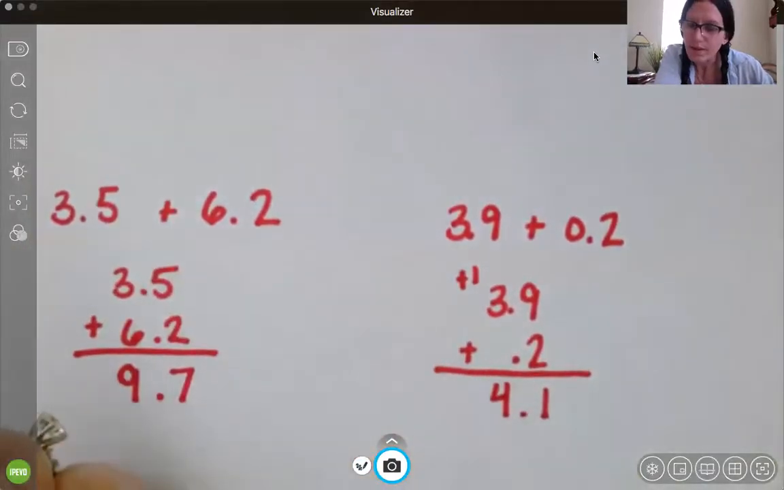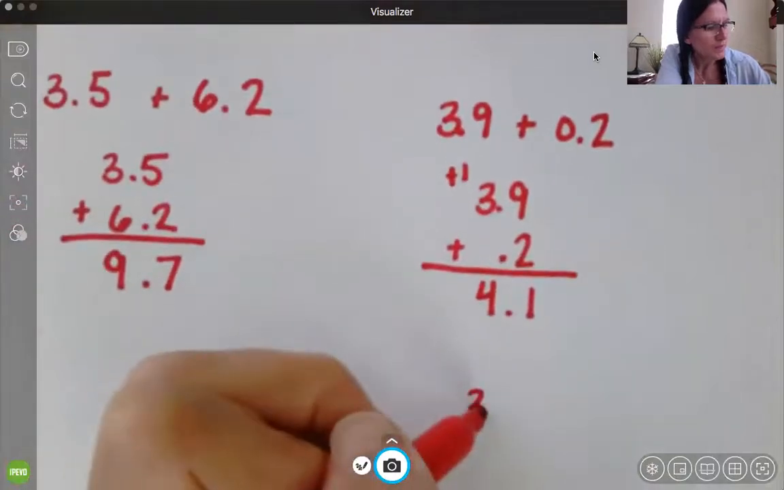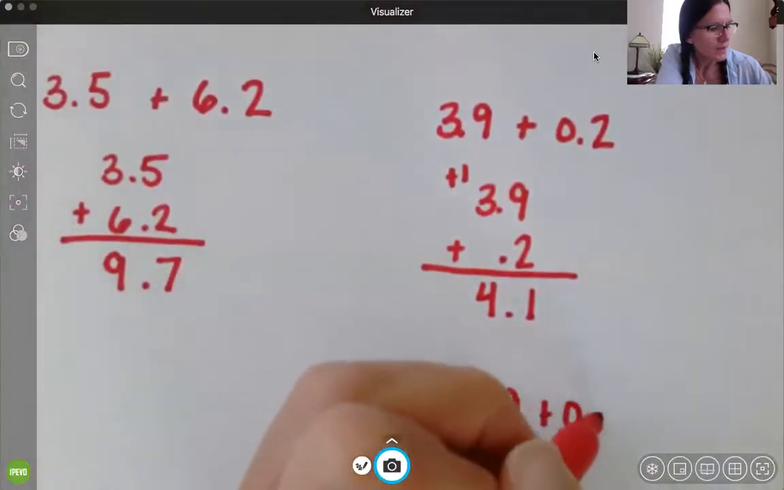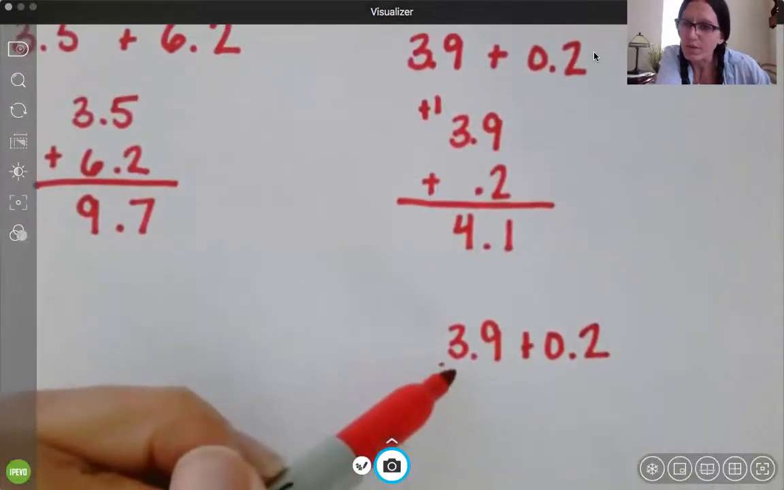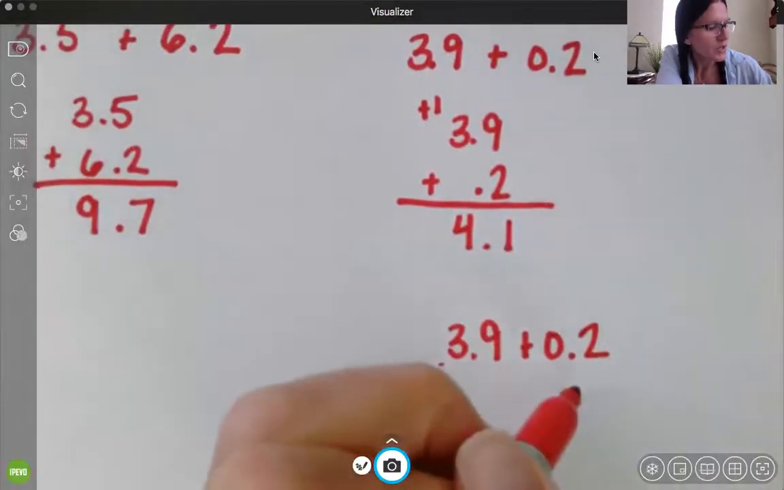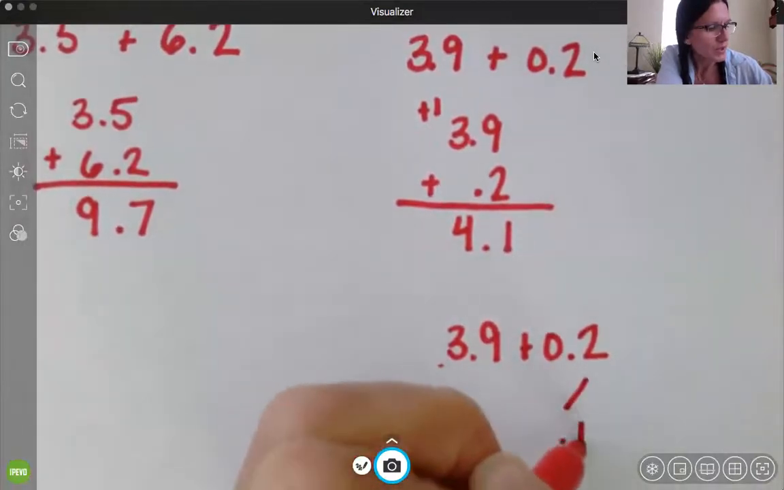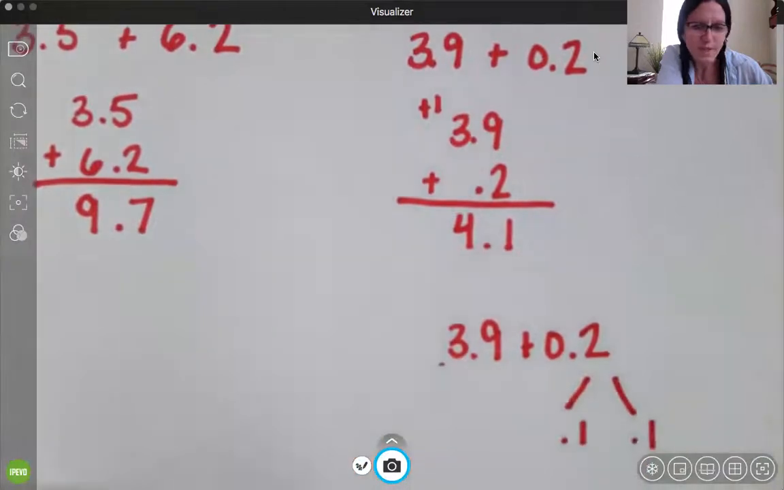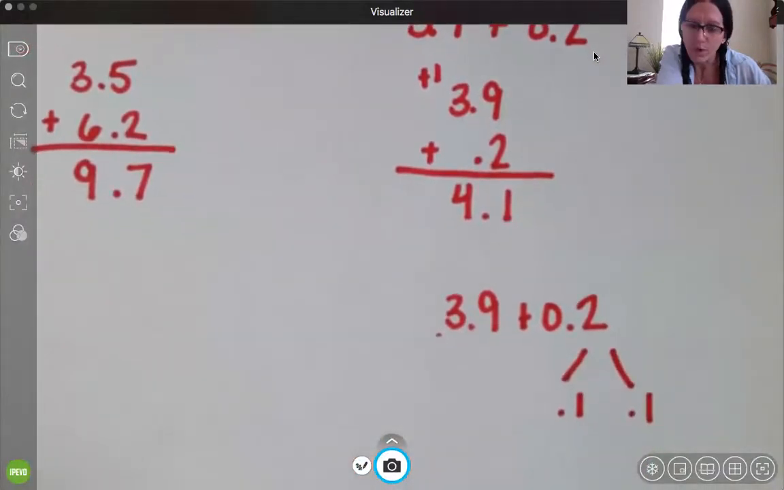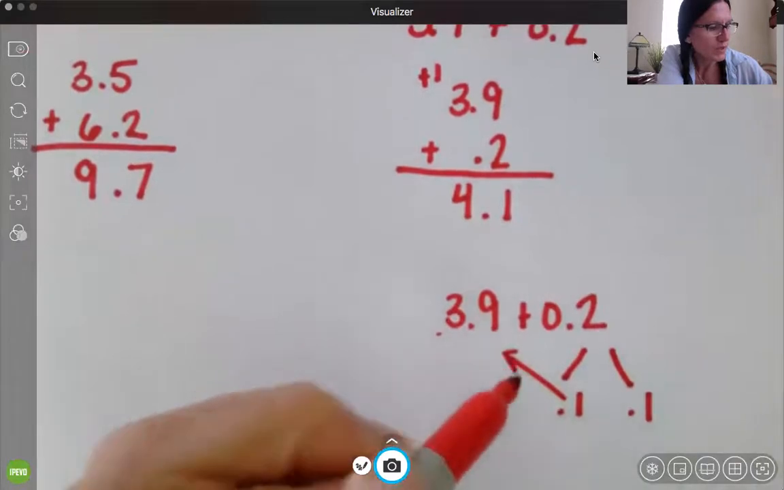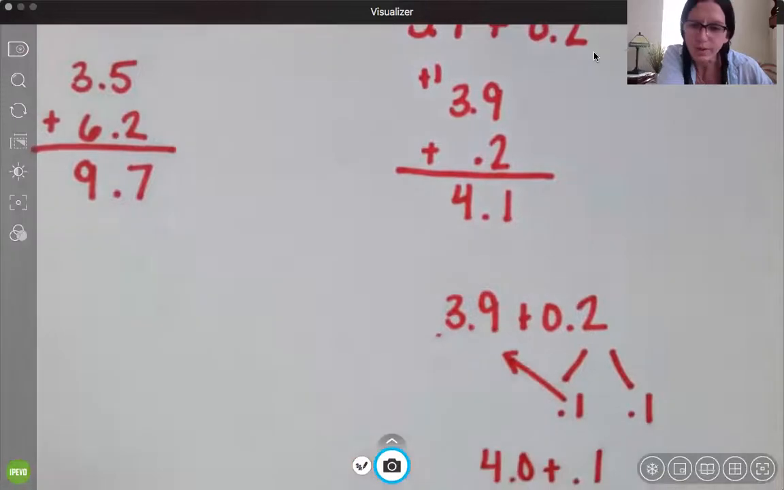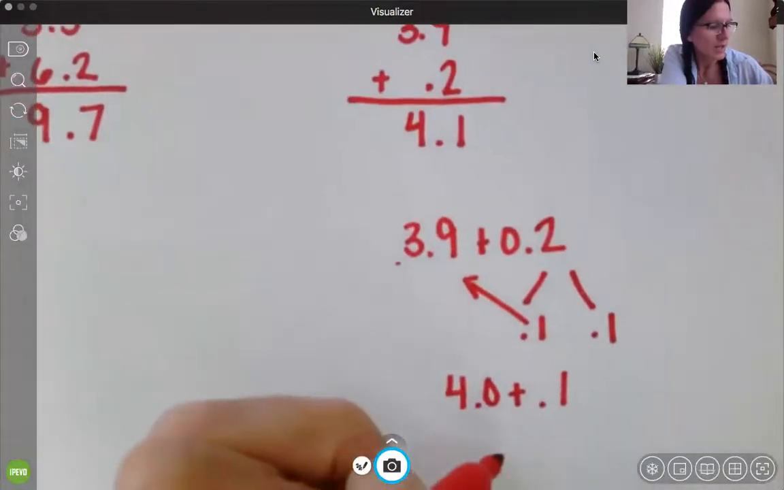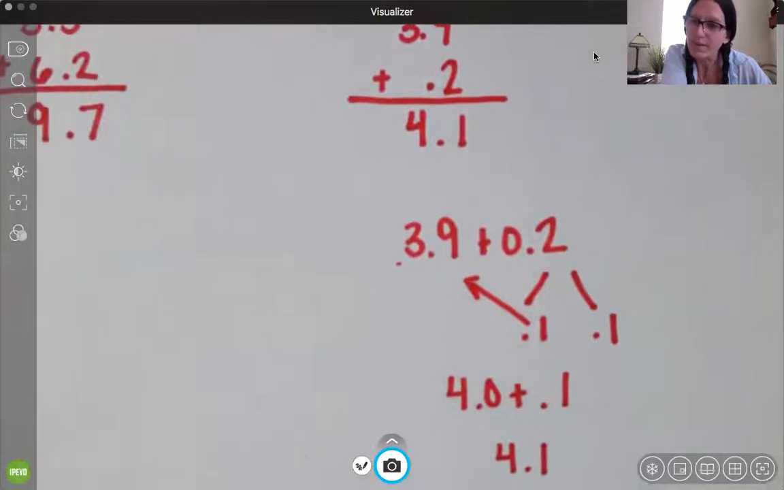1 tenth. Another way to look at that one is you might see that I only need 1 more tenth here to make that 4. So I could break this down into 1 tenth and 1 tenth, right? And I could bring one of those over here and make that 4 and add my 1, and I'm still going to get 4 and 1 tenth.